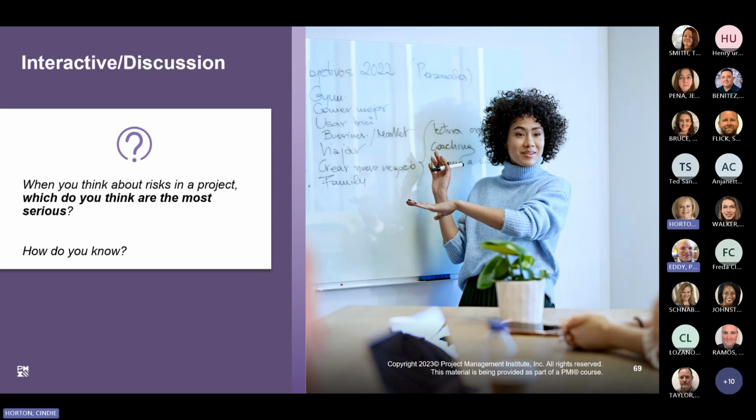All right, so here we have another question. When do you think about risks in a project? And when you think about risk in a project, which do you think are the most serious? And how do you know? When you think about your projects or think about a project in general, what do you think are the most serious risks?